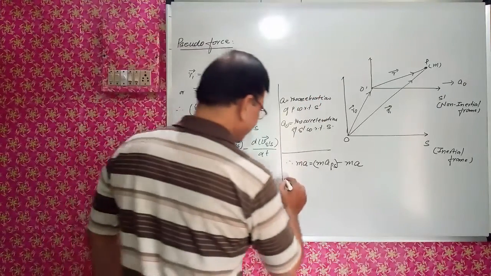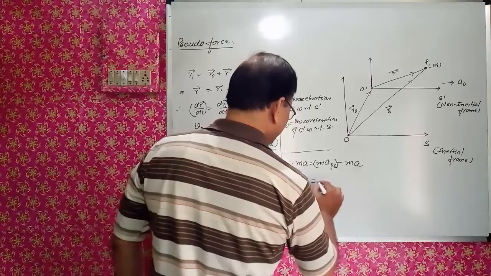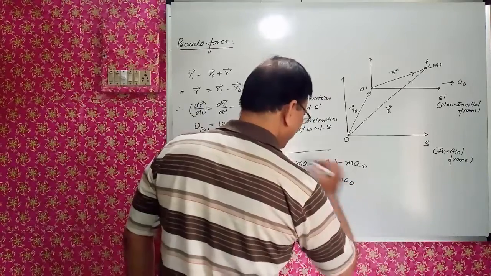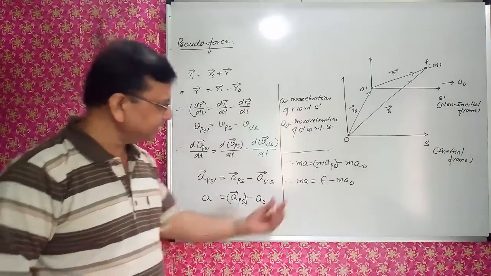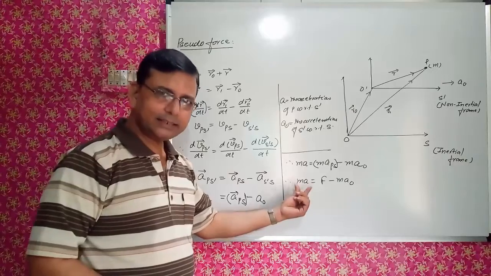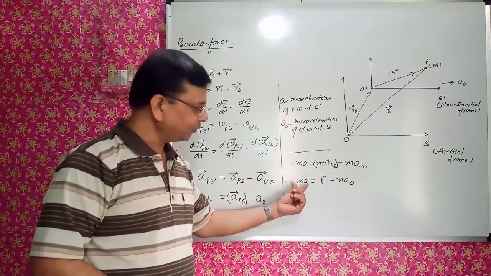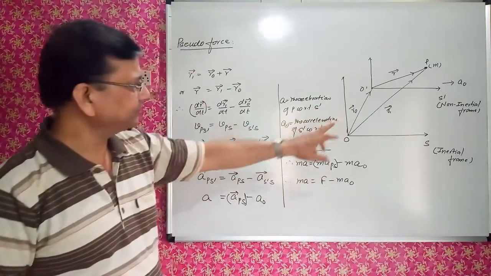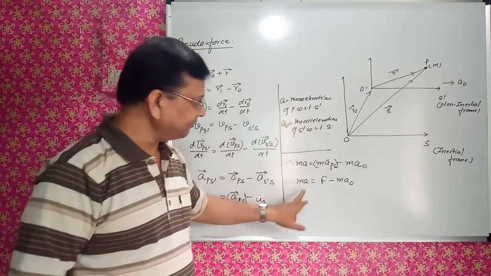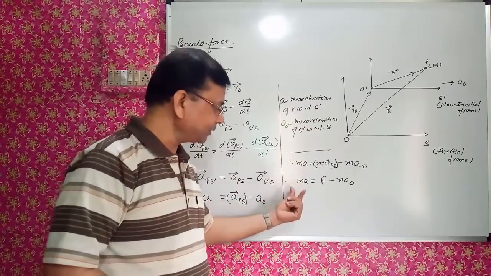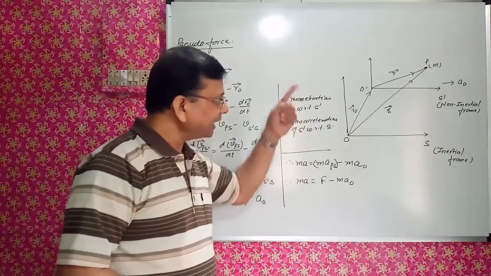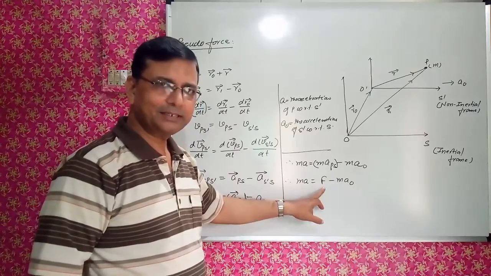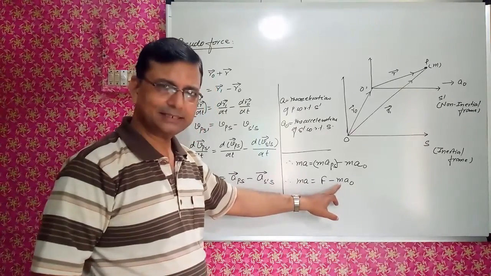So we can write, therefore, ma is equal to total force F minus m a naught. This is mass into acceleration. This is the force which is observed by the observer in the s dash frame, right? This is s dash. It means the force observed by the observer in the non-inertial reference frame will not be equal to F. Some new quantity has come in this, right?